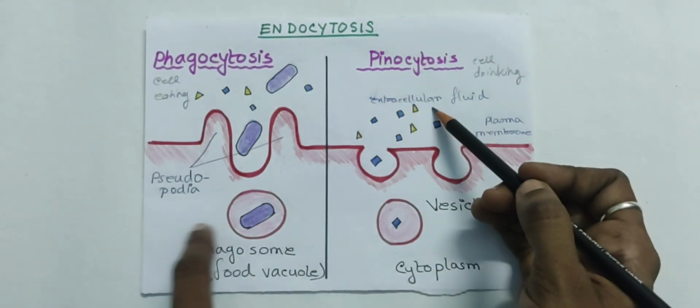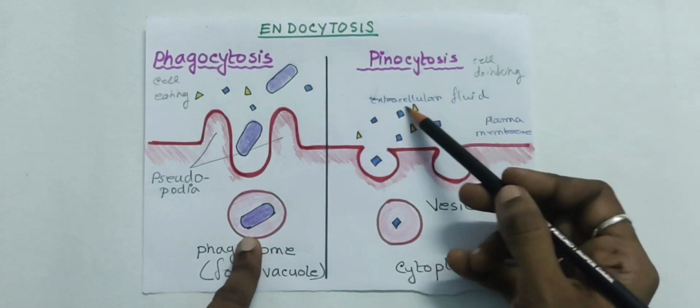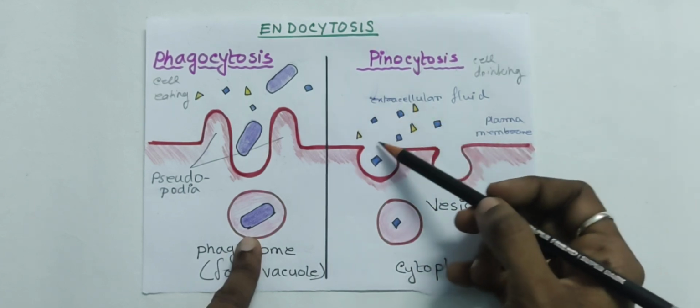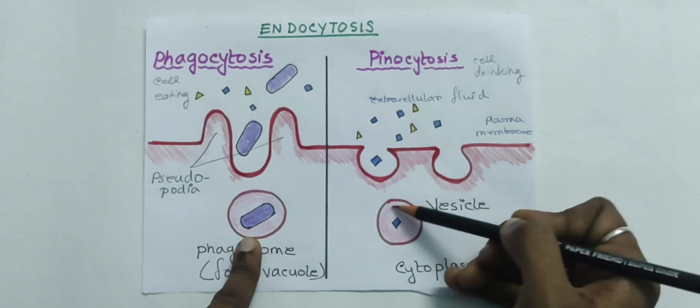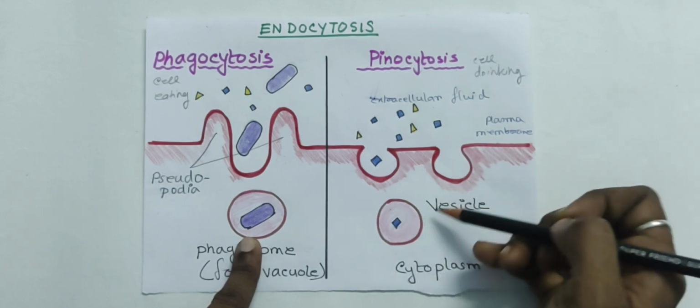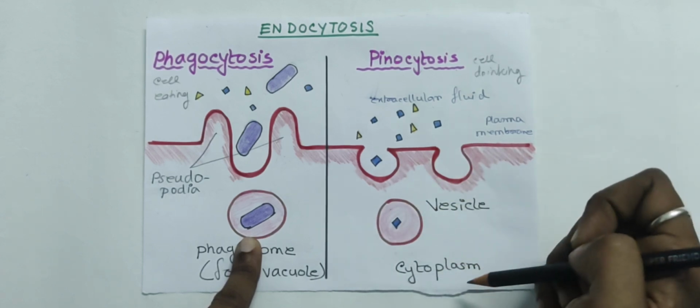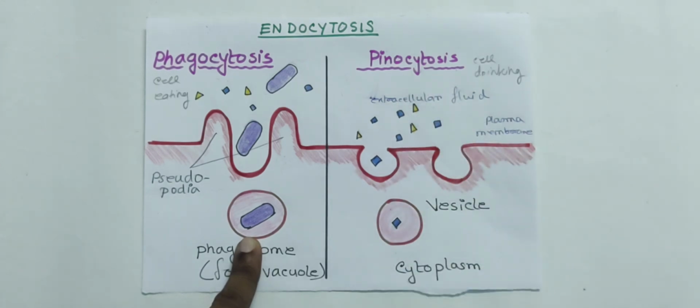And in case of pinocytosis, there is extracellular fluid. Whenever it comes in contact with the plasma membrane, it gets entered into the cell and forms a vesicle, and comes inside the cell. So this is pinocytosis.